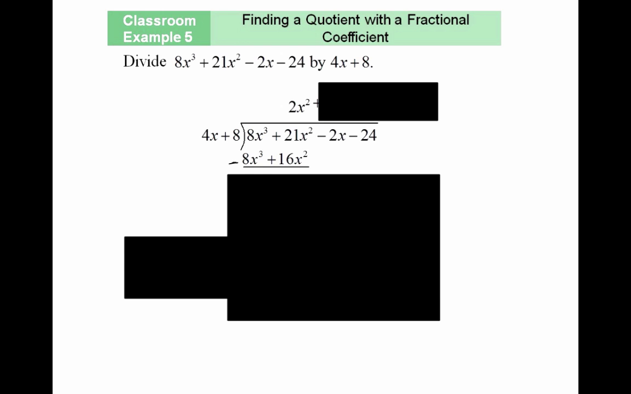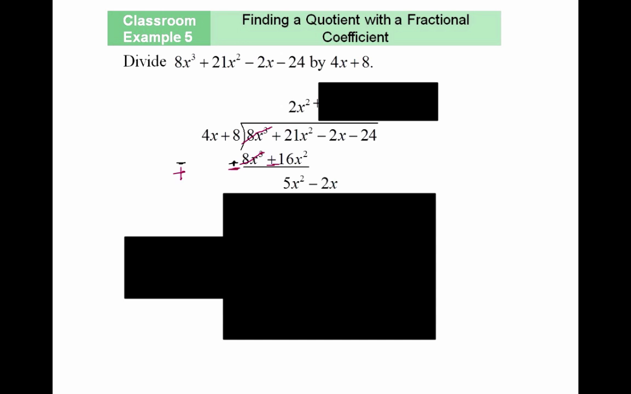So again, we need to find the remainder. This is plus, so I need to subtract. I can change subtraction to addition and change the sign of the second row to its opposite sign. I get 8x cubed minus 8x cubed, that adds up to 0. Now what would be the remainder? 21 minus 16. What is that? 5.